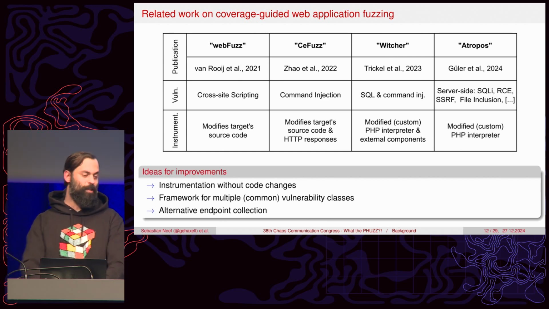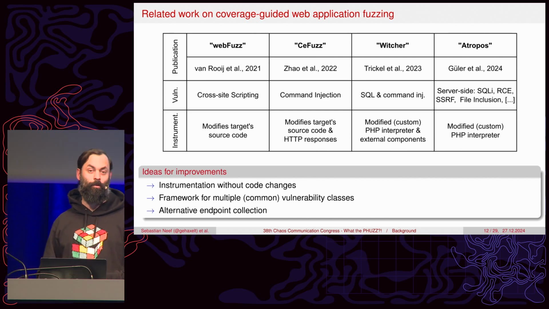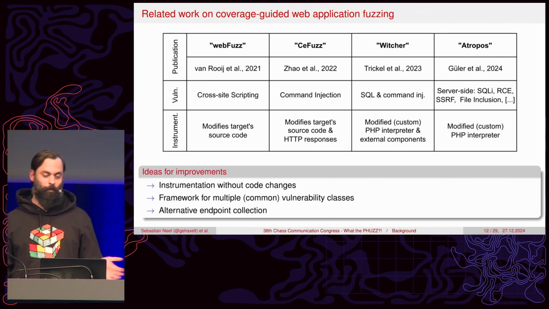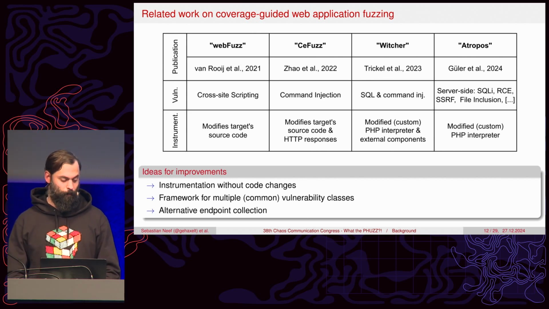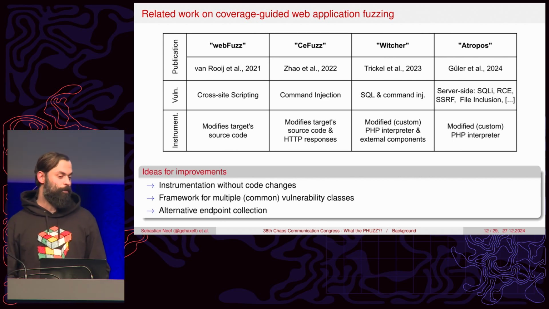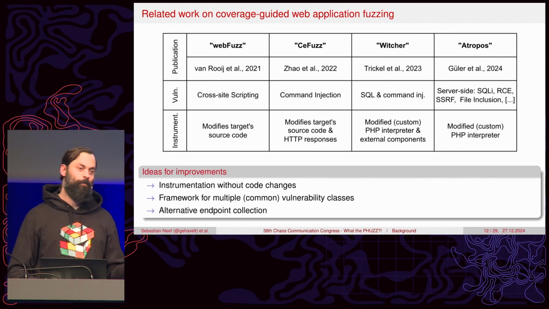The other motivation was to create a framework that would support multiple common vulnerability classes. So we won't have tens of different fuzzers in the future, but maybe one framework which could be extended for different vulnerability classes. I also came up with one alternative endpoint collection method. All the approaches used a crawler-based approach, and I thought maybe I can find a different one.